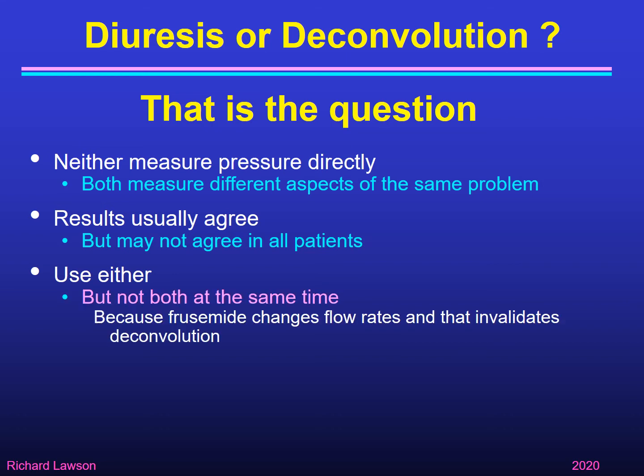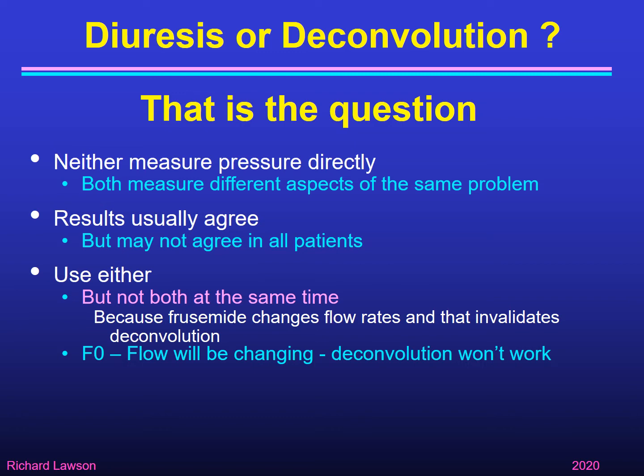However, my only proviso is don't try to use both at the same time. The problem there is that frusemide changes the urine flow rate, and that invalidates deconvolution. In my talk on deconvolution, I explained that one of the principles on which deconvolution relies is that the flow rate must be constant throughout the study. And clearly when we give frusemide, the urine flow rate increases, and so that is not the case, and therefore after frusemide you cannot safely apply deconvolution. You'll get a silly answer.